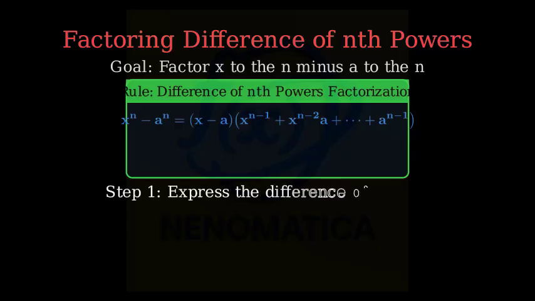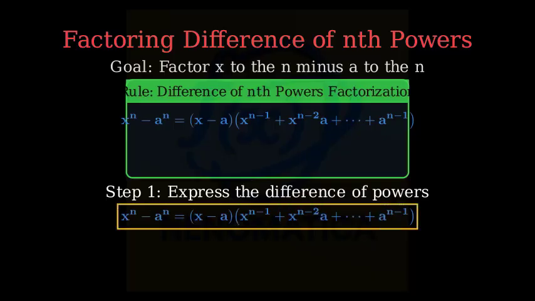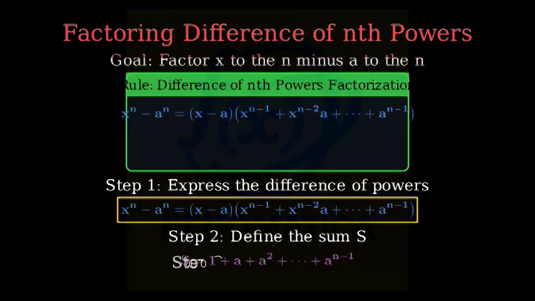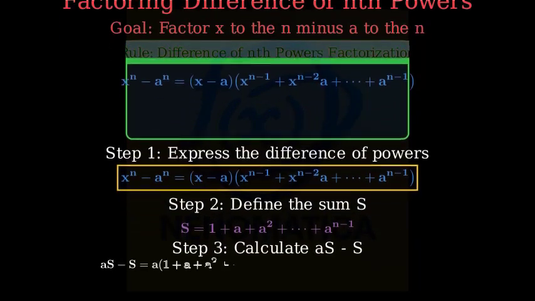Step 1. State the identity we want to show. x to the n minus a to the n equals (x minus a) times the sum of terms from x to the n minus 1 down to a to the n minus 1. Step 2. Define the geometric sum S. S equals 1 plus a squared up to a to the n minus 1. Step 3. Compute aS minus S.